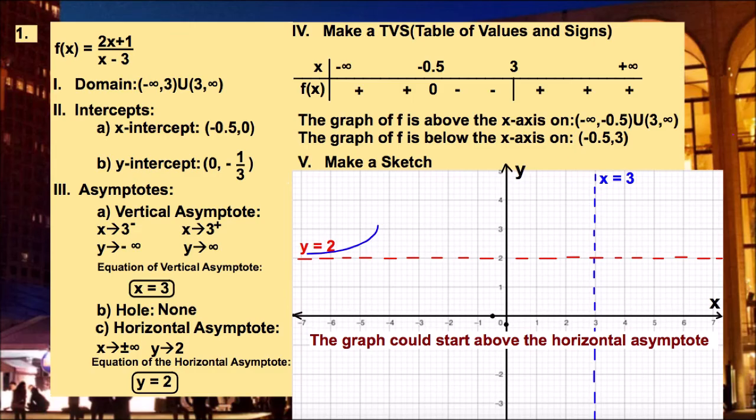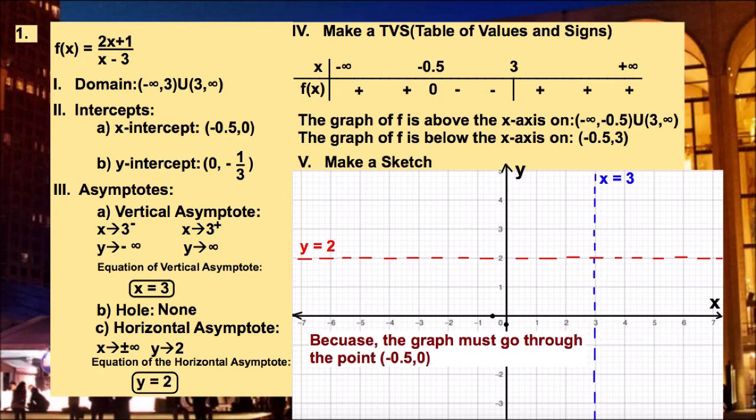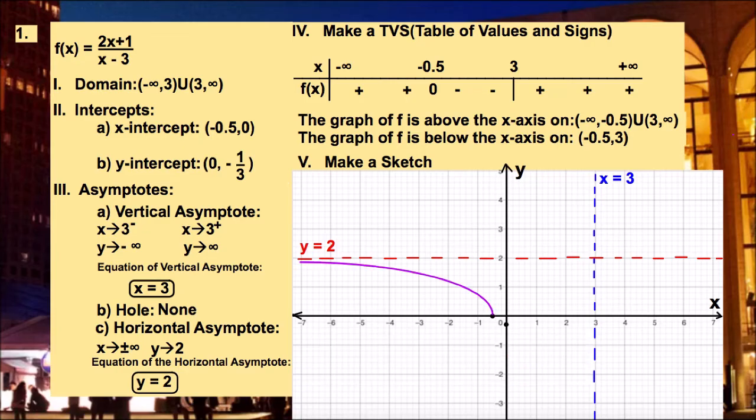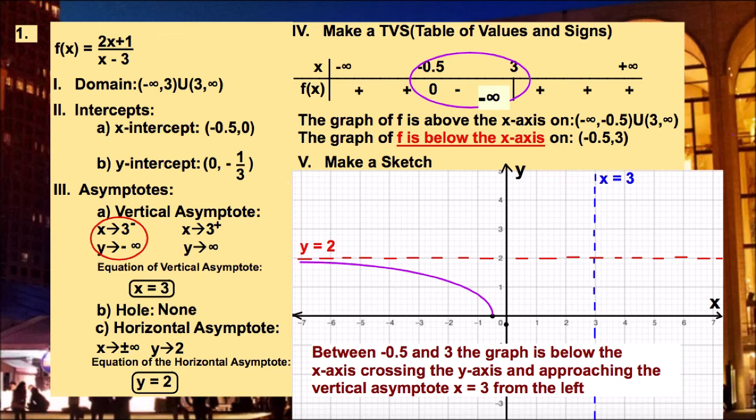The graph could start above the horizontal asymptote or below the horizontal asymptote. Because the graph must go through the point of coordinates negative 0.5, 0, the graph must start below the horizontal asymptote. Between negative 0.5 and 3, the graph is below the x-axis, crossing the y-axis and approaching the vertical asymptote x equals 3 from the left.